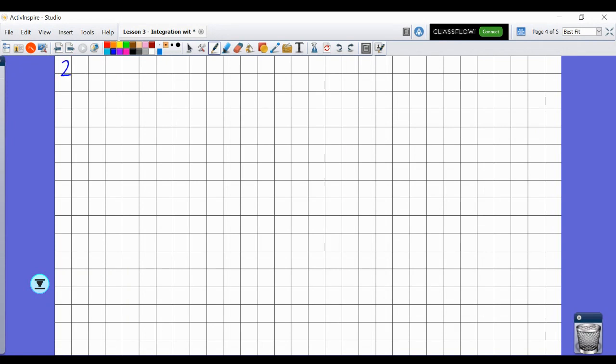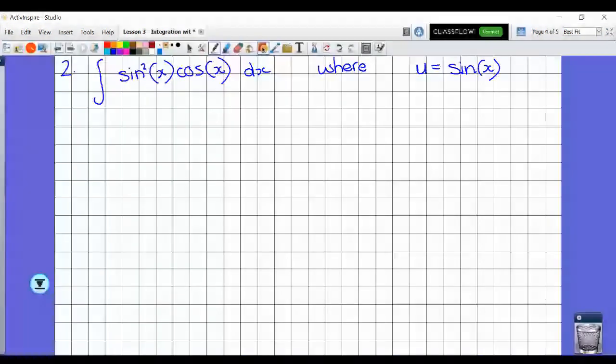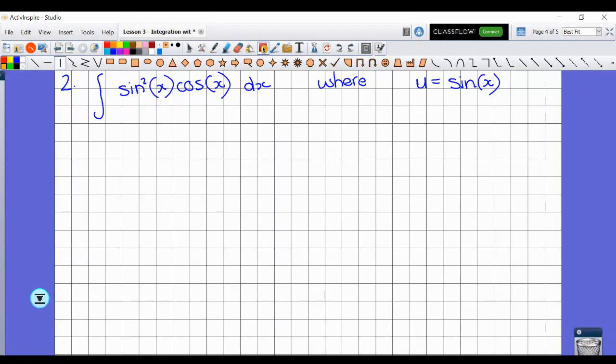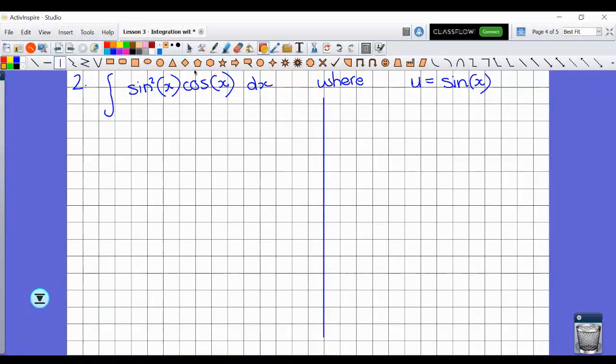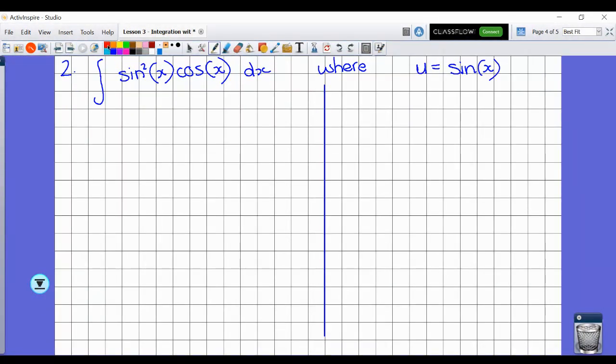Okay, so this is going to be question 2. So the integral that we've got here is sine squared x cos x dx. And we're told that u is equal to sine x. Okay, so that's your question. I'm just going to do what I always do, split the page down the middle-ish. Let's go to our answer.